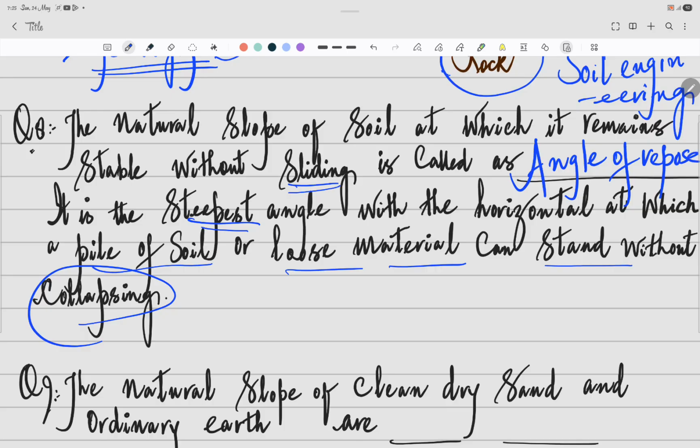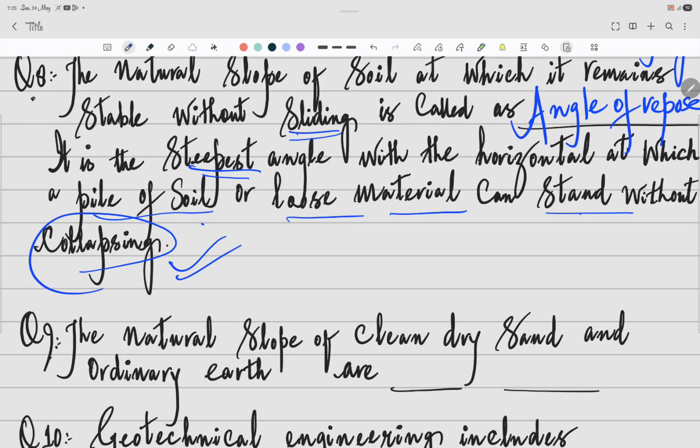All right. So the natural slope of soil at which it remains stable, and that too without sliding, is known as the angle of repose. It's the steepest angle with the horizontal at which a pile of soil or loose material can stand, that too without collapsing. All right. Let's move further.